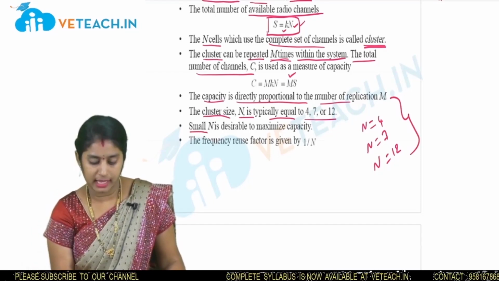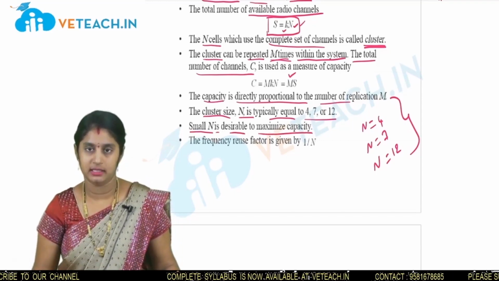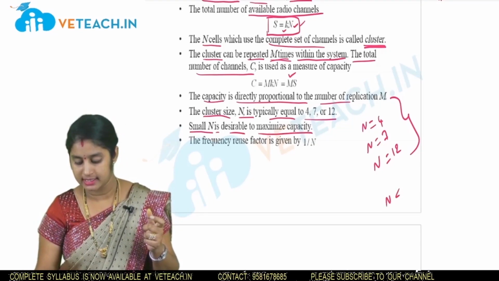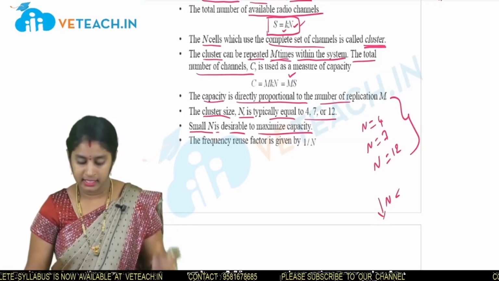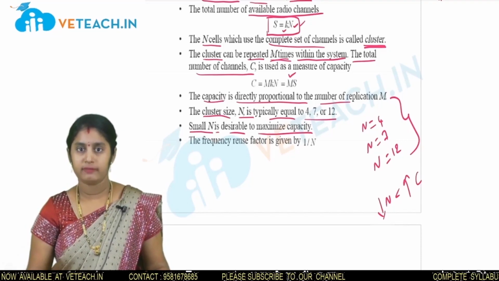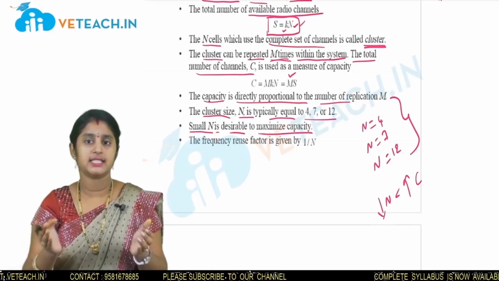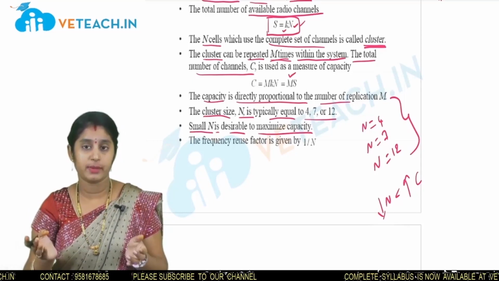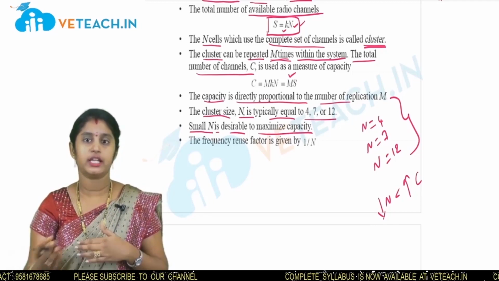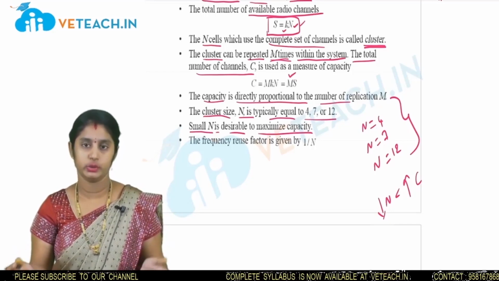And next, a small capital N is desirable to maximize the capacity. That means as the value of N decreases, there is a chance of capacity increasing. That means if the number of cells reduces, then the size of the cluster will be reduced. So if the cluster size reduces, then the number of subscribers or users decreases. Then we can handle more communication signals so that we can establish many networks between many users.